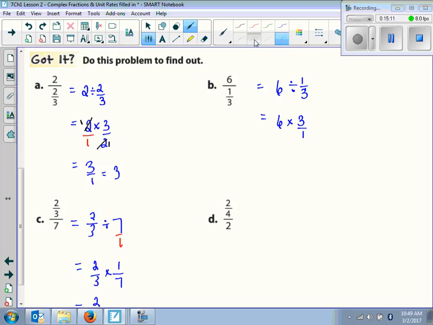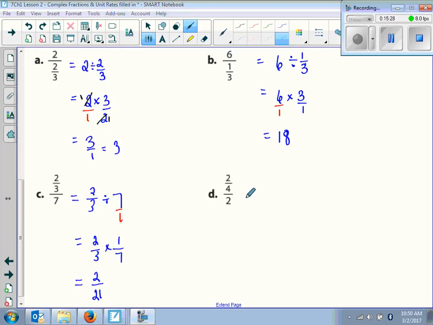If you want to put this over 1 also, you can do that. But since they're both whole numbers, we didn't even really need to put them over 1, right? So here, 6 times 3 is 18. And there's your final answer.